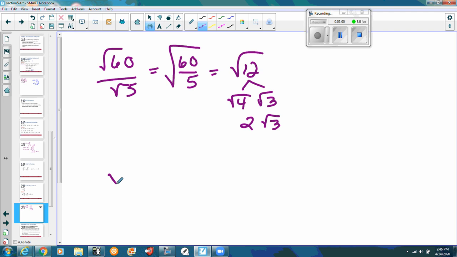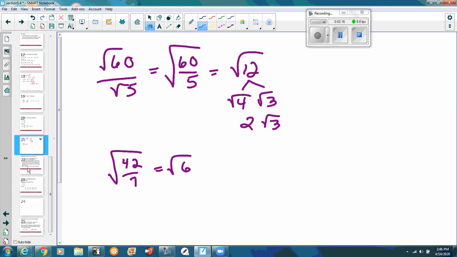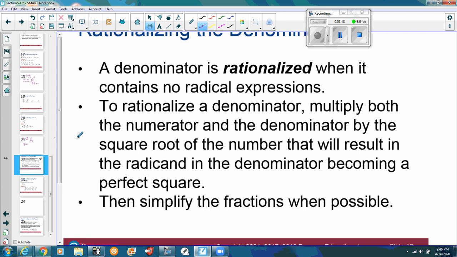So if I did one more, even if it looks like this to begin with, radical 42 over radical 7, I would get radical 6. That's not simplifiable. I would just leave it. Okay, so you're just going to divide the numbers and simplify if you can when you're done. And then the last thing is what we call rationalizing.